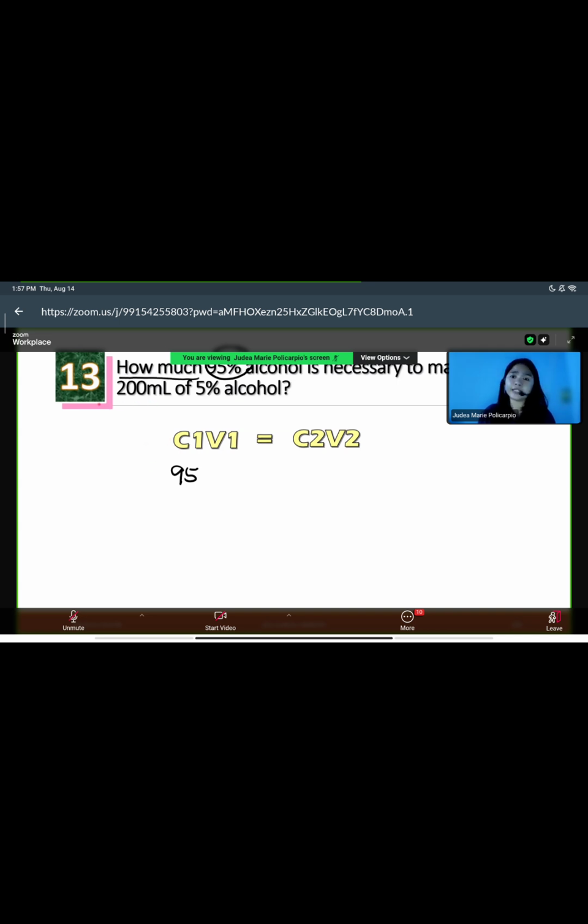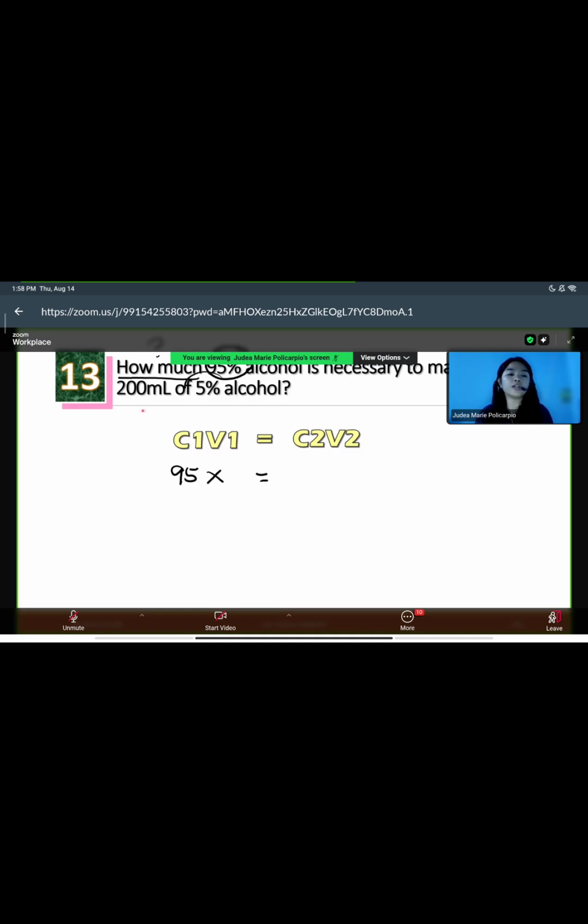The answer is, hindi pa natin alam, kasi they are still being asked in the problem natin. Kung titingnan niyo yung question, how much 95% alcohol, hindi pa natin alam yung volume ng 95% alcohol. So, therefore, your V1 will be the mysterious X natin, siya yung X na hahanapin natin. So dito we have the 95% as C1, and V1 is equivalent to X, which is equal to the concentration number 2.